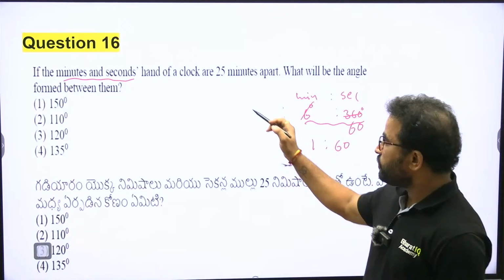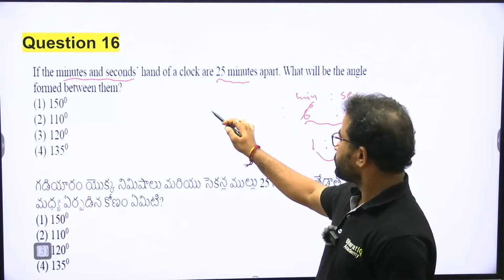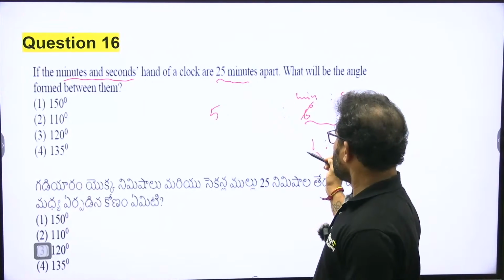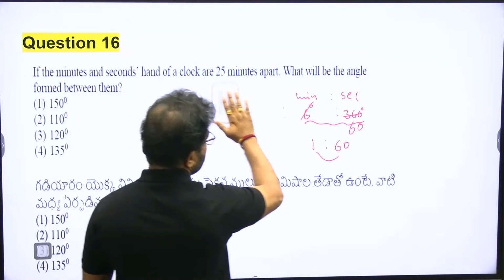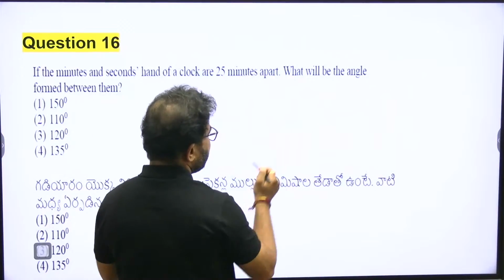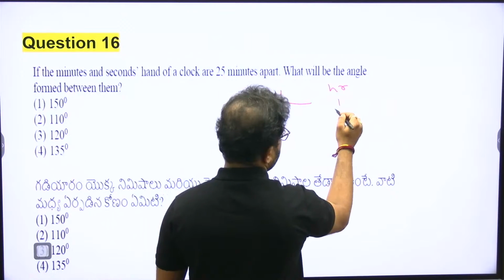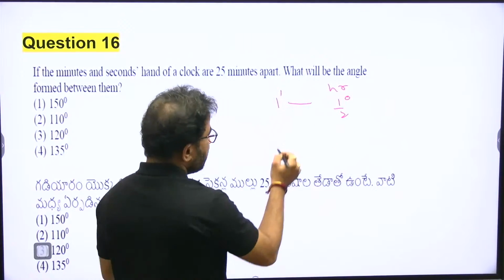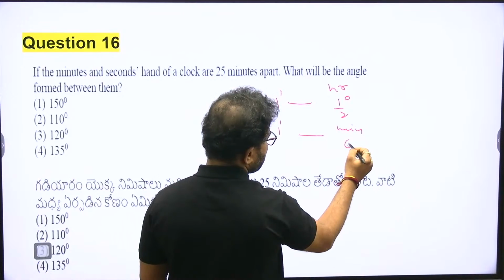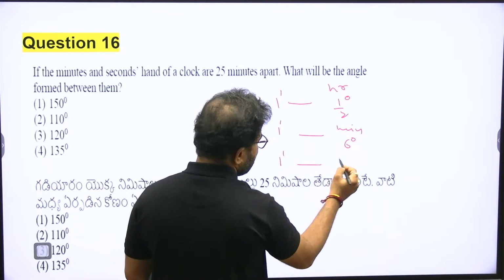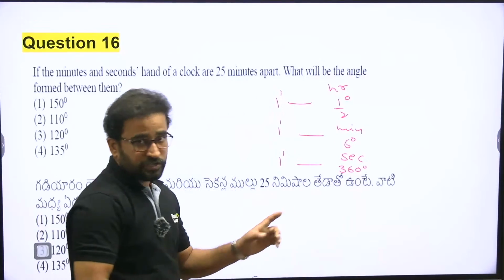Now they are asking us to find the difference between these two, which is the angle they are asking for. From the minute point of view, always focus that for every 1 minute the hour hand makes an angle of half degree. For every minute, the minute hand makes an angle of 6 degrees. For every 1 minute, the second hand makes an angle of 360 degrees. You need to remember this.